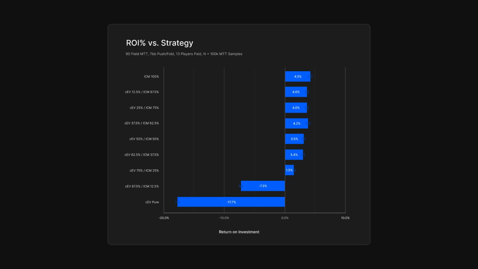Now, this one isn't quite as smooth. For example, we see that the ICM 62.5% strategy is winning slightly more often than some of the strategies above it, but this is well within the margin of error as outlined in the table above. You need a pretty big sample for these to converge, but overall we see a very smooth progression. Players who are switching earlier in the tournament are, of course, going to win more money.